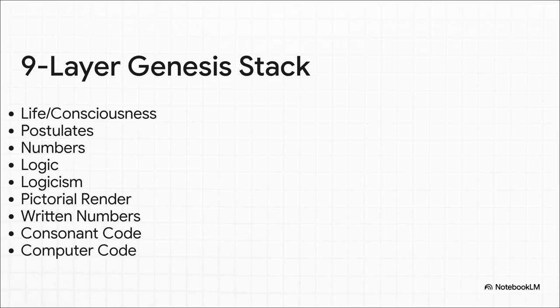That's the prime substrate. From there, consciousness makes choices, which generates layer 2, postulates, basically source-level commands. As those interact, we drop down into numbers, then logic, and then pure mathematics at layer 5. To interface with that math, consciousness rendered it into pictures, then written numbers, stacking all the way down to layer 8, the consonant code. Meaning every time you speak, your body is natively executing a deep mathematical logic. It's suggesting that the exact same Boolean logic programmers use in layer 9 to write silicon computer code is what your mouth has been executing since the dawn of civilization.